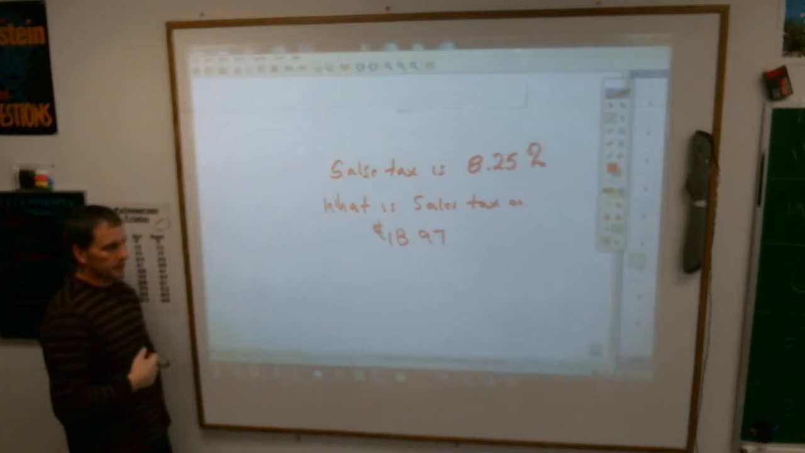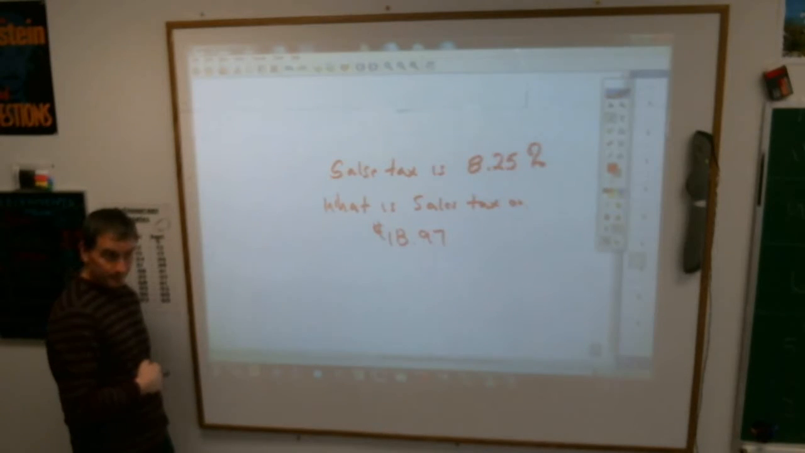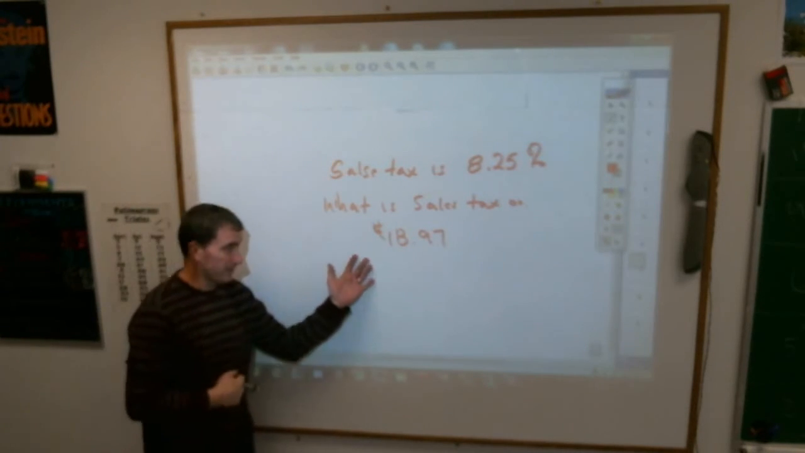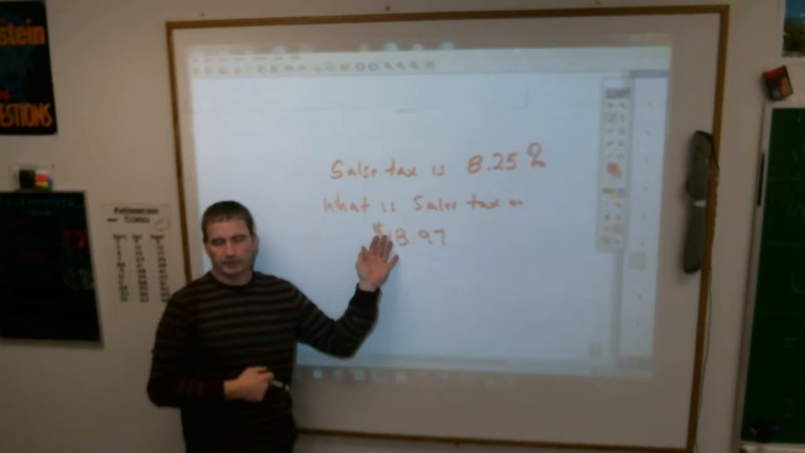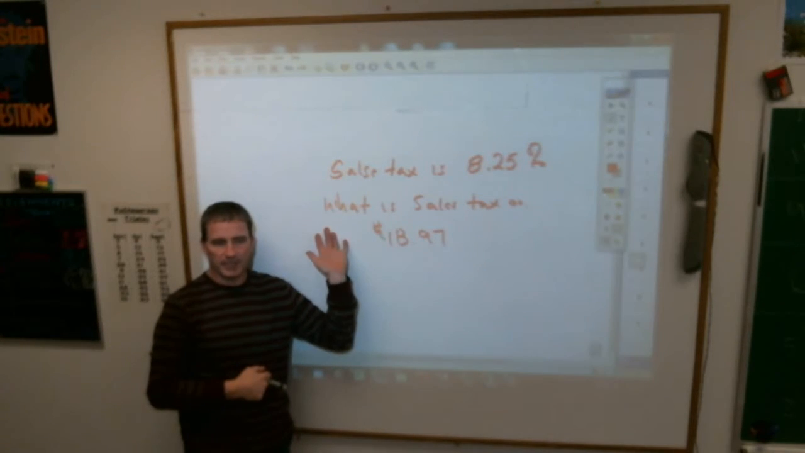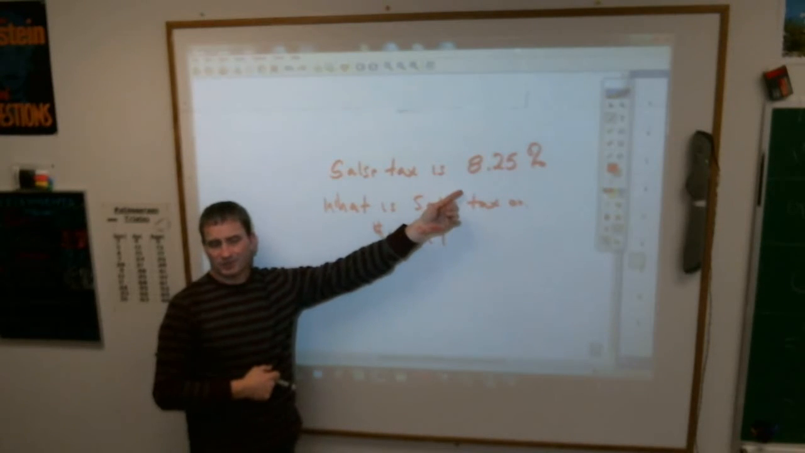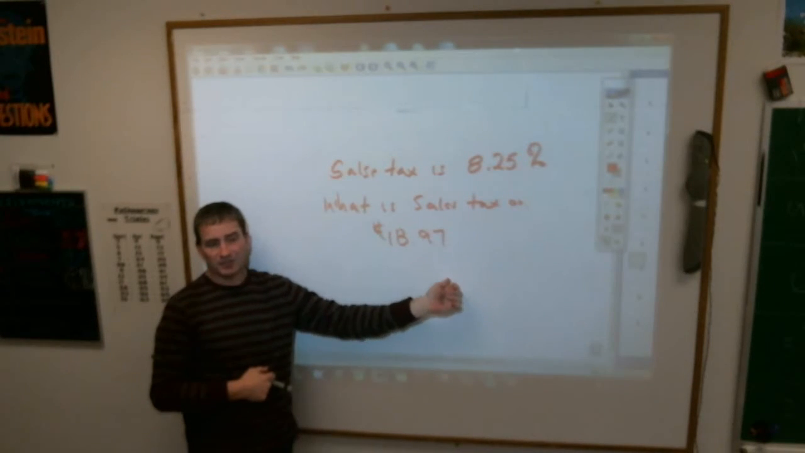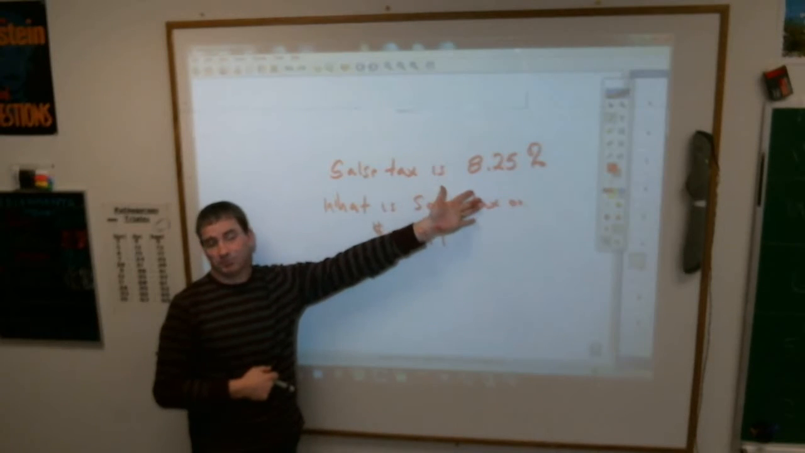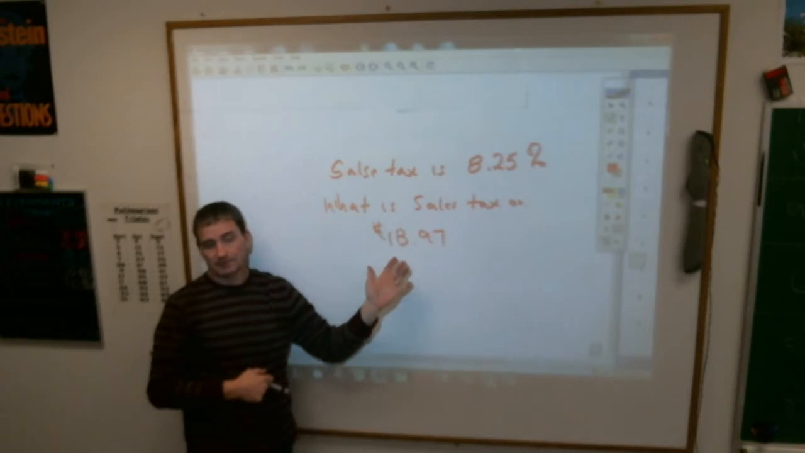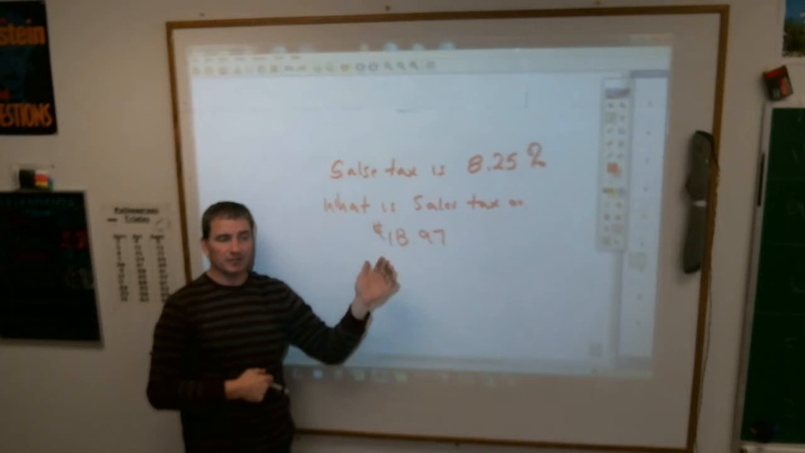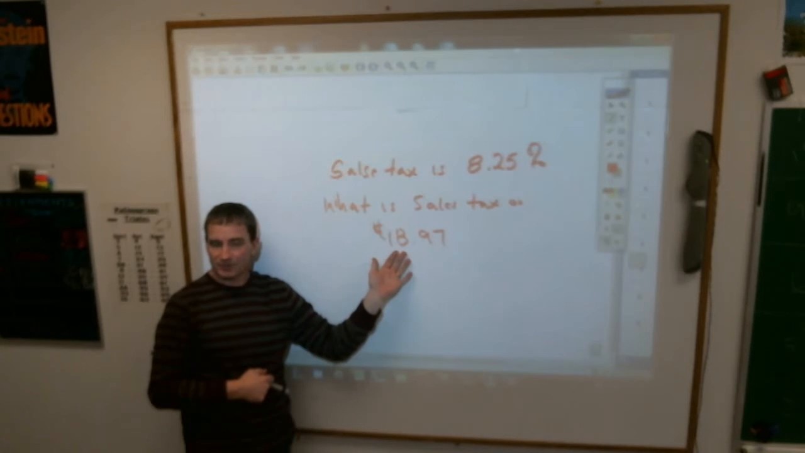And before you start this, I think I've talked about this before. If you go into the store and buy something for $18.97, you better have a little extra cash with you because that doesn't include tax. But you probably should be able to figure out what would be a reasonable answer for tax on $19. If you're paying 8% on $19 or $20, what's a reasonable amount of tax?